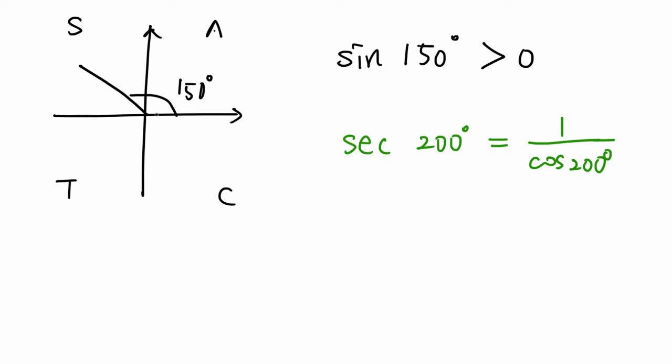And 200 degrees is a little bit more than 180. So here is 200 degrees. And the terminal side of the angle is in the third quadrant, and the letter in the third quadrant is T. It means that tangent is positive and sine and cosine are negative. So cosine 200 degrees is negative, so secant 200 degrees is also negative.